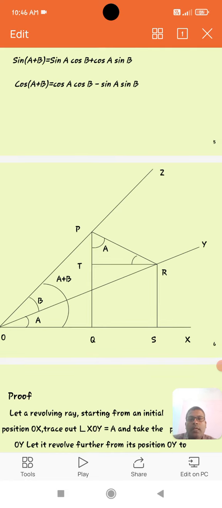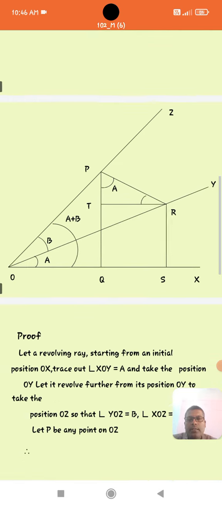Angle XOY is A, angle XOZ is totally A plus B, and angle YOZ is only B. You observe these angles. Now we see the proof.